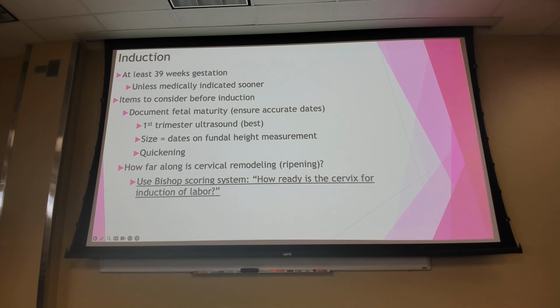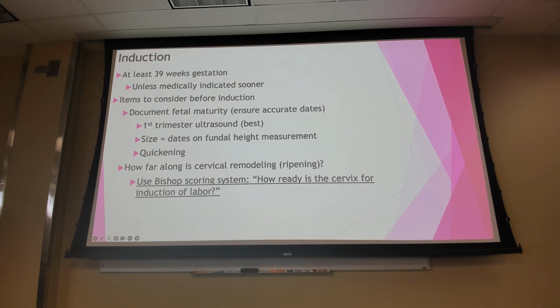But if mom is otherwise healthy, baby's otherwise healthy, and she has not started having contractions or the labor process, then induction can be started around 39 weeks. And the things that we have to think about before they induce: we have to verify that mom is in fact 39 weeks. So they're going to go back and look at that first trimester ultrasound. They're going to make sure that the fundal height measurements are going along with the ultrasound. And they're going to ask mom, when did you first start feeling quickening? Because it can occur anywhere from 16 to 22 weeks, it's still one of those things that they want to ask.